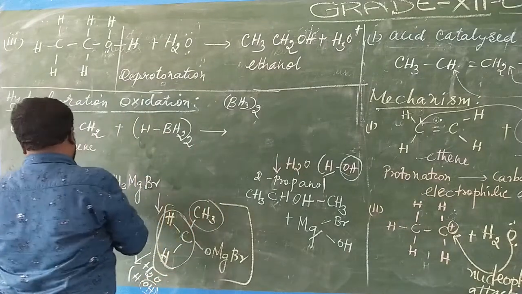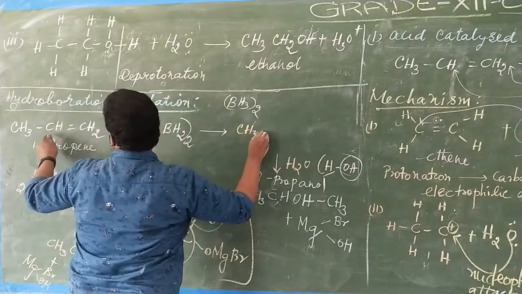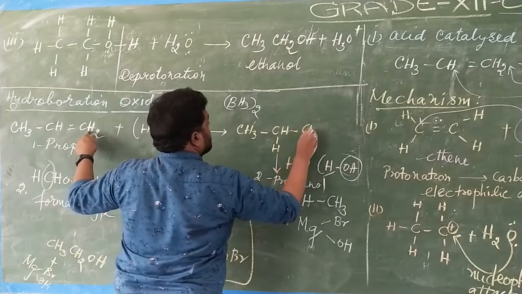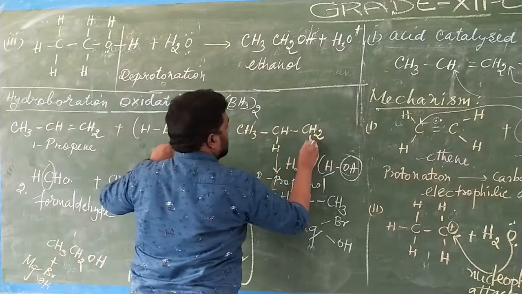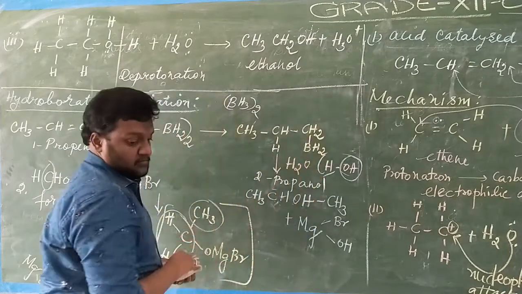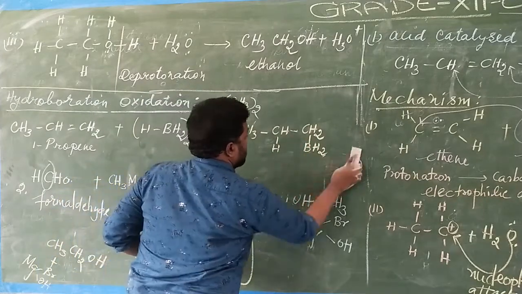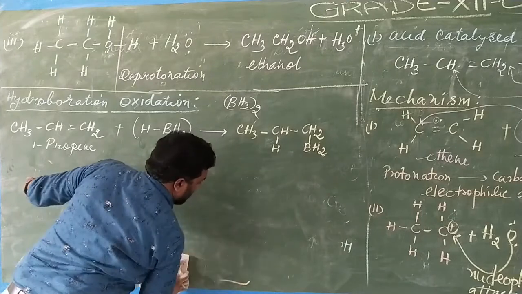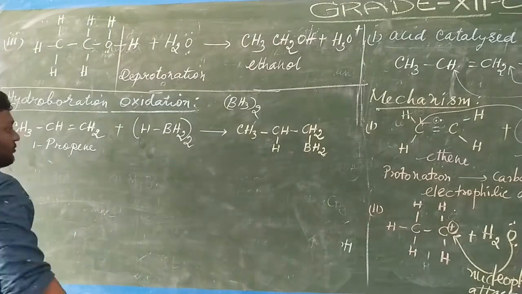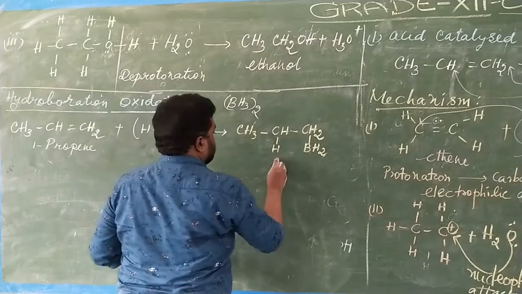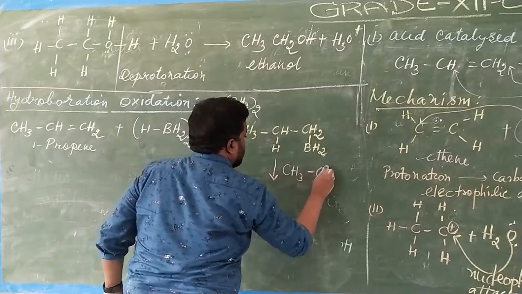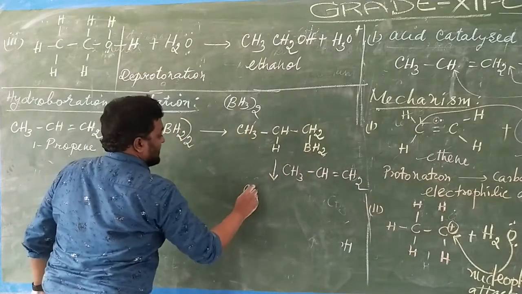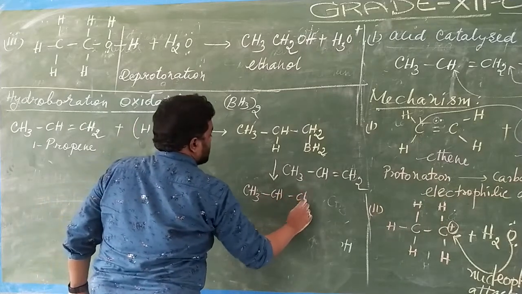So on treatment with diborane, it gives rise to the formation of an addition product. What will be the added product here? That is CH3 bond CH, bond H, bond CH2, bond BH2. Okay, so that is the first product. Now coming to the second product. What will be the second product you see? Now treat it with CH3, CH double bond CH2. So what will be the product now? It is CH3, CH, bond CH2.